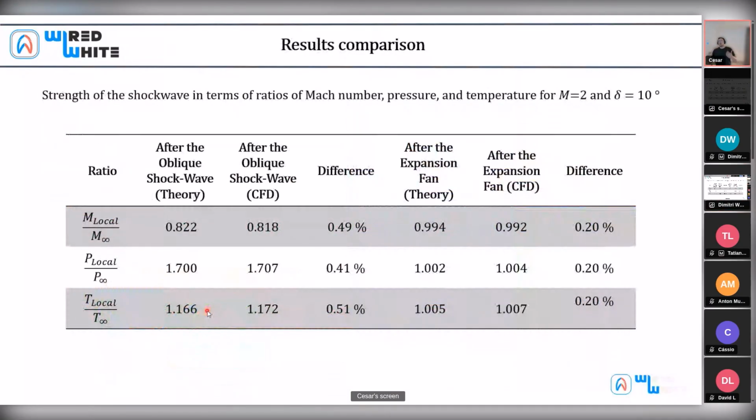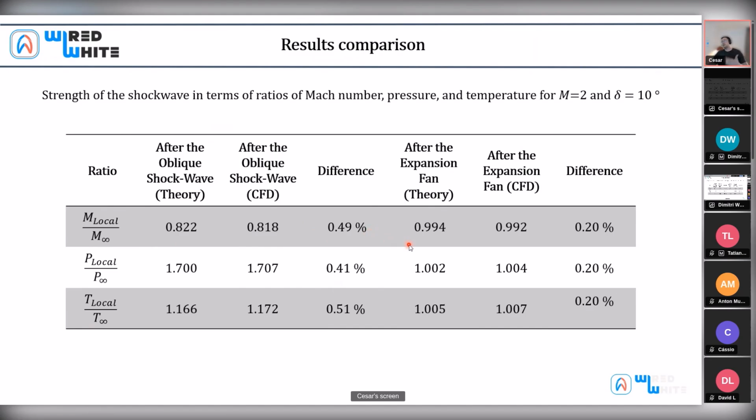And now that we have already solved this flow analytically and numerically, we can compare the results. Surprise, surprise, there's almost no difference. Here we have the matrix that we have computed by using theory, and here by CFD. So the first number is the ratio of the shock before and after the oblique shock. Then here the pressure jump, and then the temperature jump. As we can see, the equations that we have solved previously lead to a very small difference in the metrics.